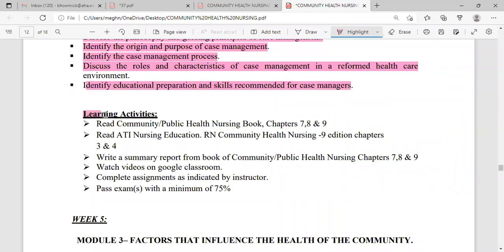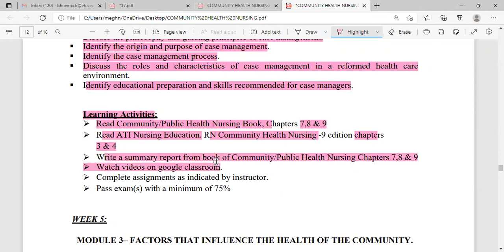What else? The learning activities. Read the community and public health book, chapters 7, 8, 9, and read ATI Nursing Education, RN Community Health Nursing, chapters 3 and 4. So you can follow either this book, Public Health Nursing, chapters 7, 8, 9, or the ATI Nursing book, chapters 3 and 4.